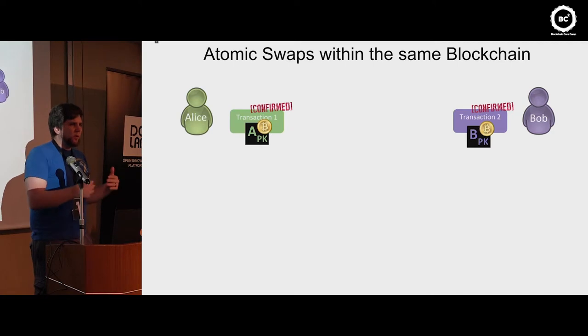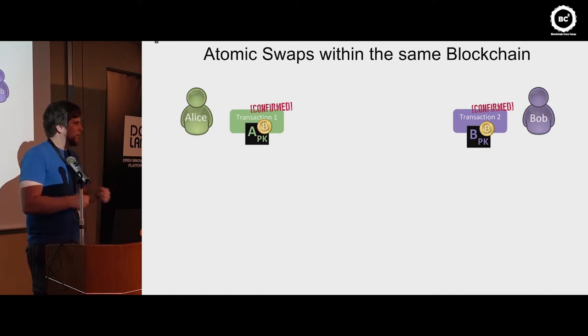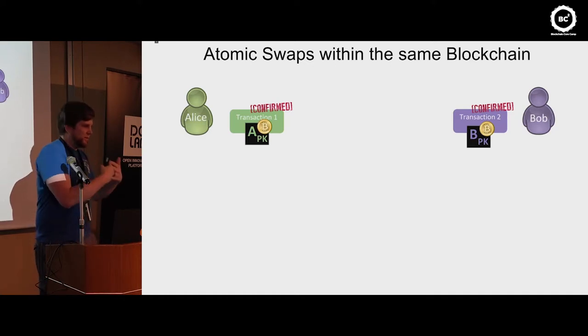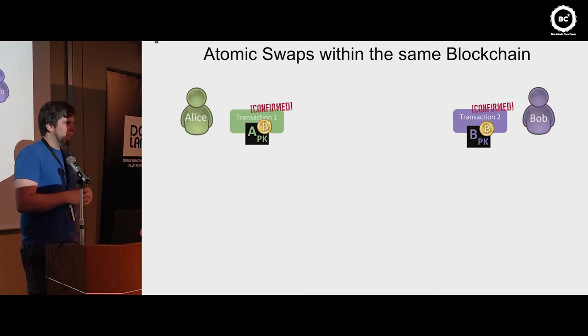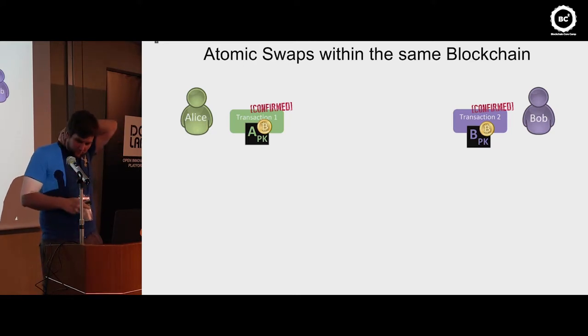So before I introduce cross blockchain atomic swaps, I want to provide a simple example of a swap within the same blockchain.